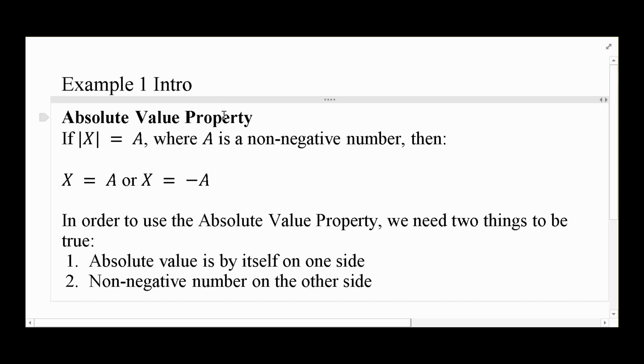Now technically that's actually a two-way street. It's actually an if and only if, meaning if you have a squared plus b squared equals c squared, then it must be a right triangle. But that's besides the point. What I'm trying to point out here is that you always want to look for when does a rule apply. This isn't just for every absolute value problem. This particular rule says if we have absolute value of X equals a, where a is a non-negative number.